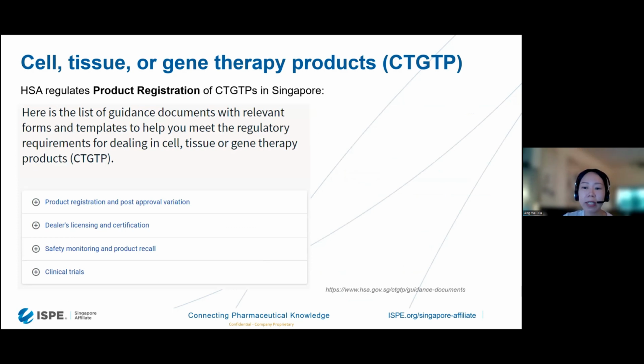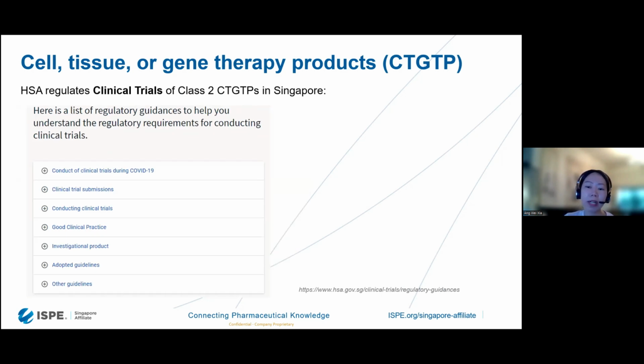You may refer to HSA CTGTP website for the list of useful guidance documents, relevant forms, and templates to help you meet the regulatory requirements. I highly recommend to read Appendix 8 of the guidance document titled Chemistry, Manufacturing and Control, CMC, Requirements for Cell Tissue or Gene Therapy Products for Clinical Trials and Product Registration. It provides a very useful and detailed information on what is included and should be included in your quality dossier.